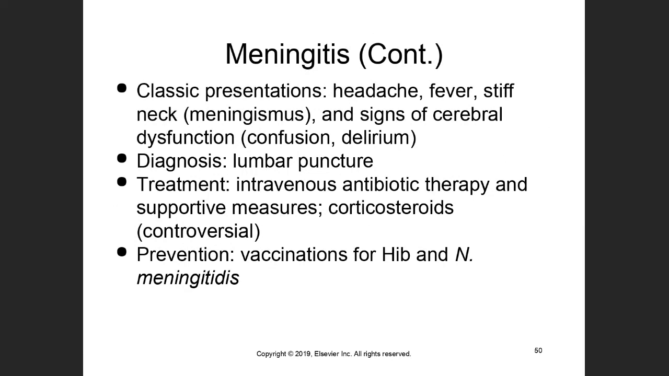Diagnosis: lumbar puncture. Remember, do a lumbar puncture only if you don't have increased intracranial pressure. If you have increased intracranial pressure, you have to do a CT scan or MRI. Treatment: intravenous antibiotic therapy and supportive measures. Corticosteroid is controversial, but corticosteroid is gonna help with the inflammation of the brain. Prevention: vaccines, we have for HIV and meningitis.